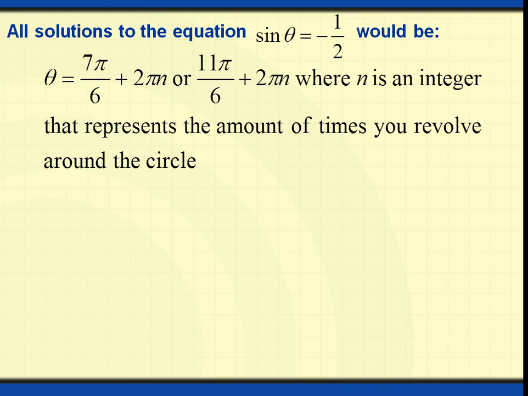So, all our solutions would be 7 pi over 6 plus 2 pi n, or 11 pi over 6 plus 2 pi n.